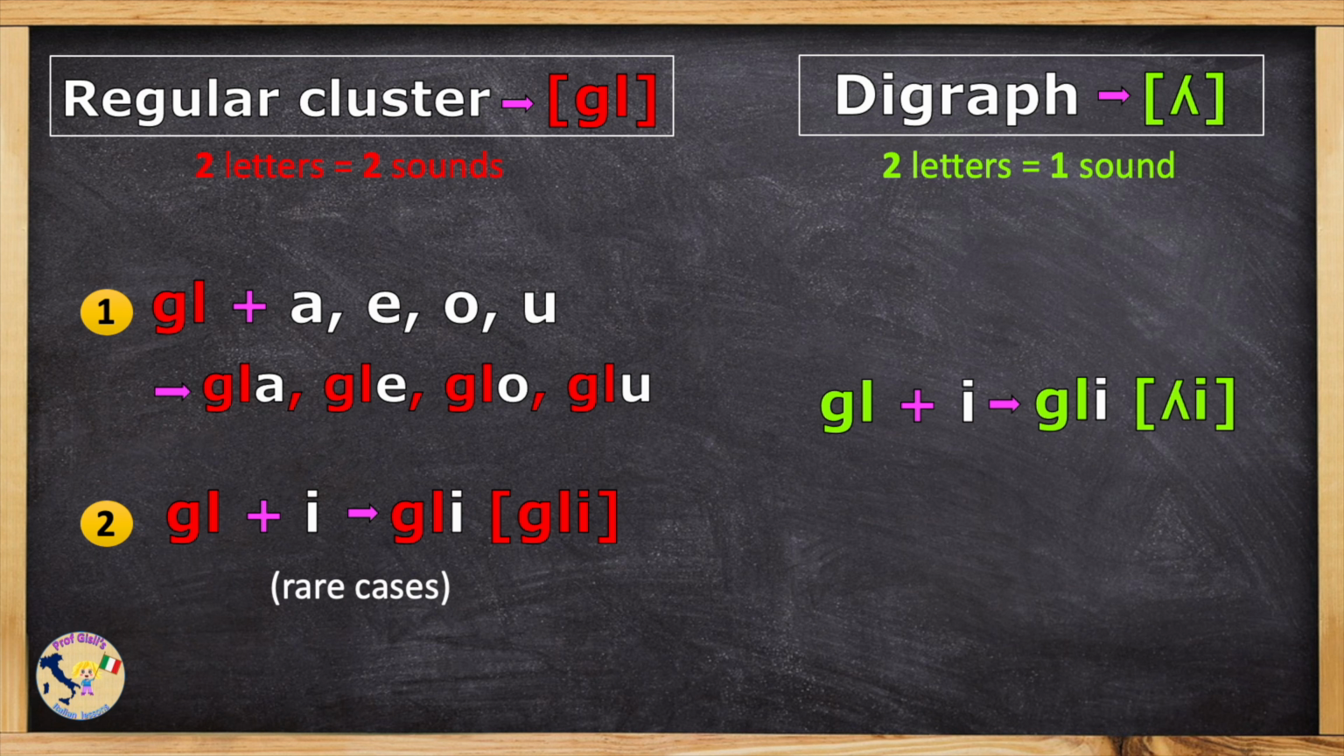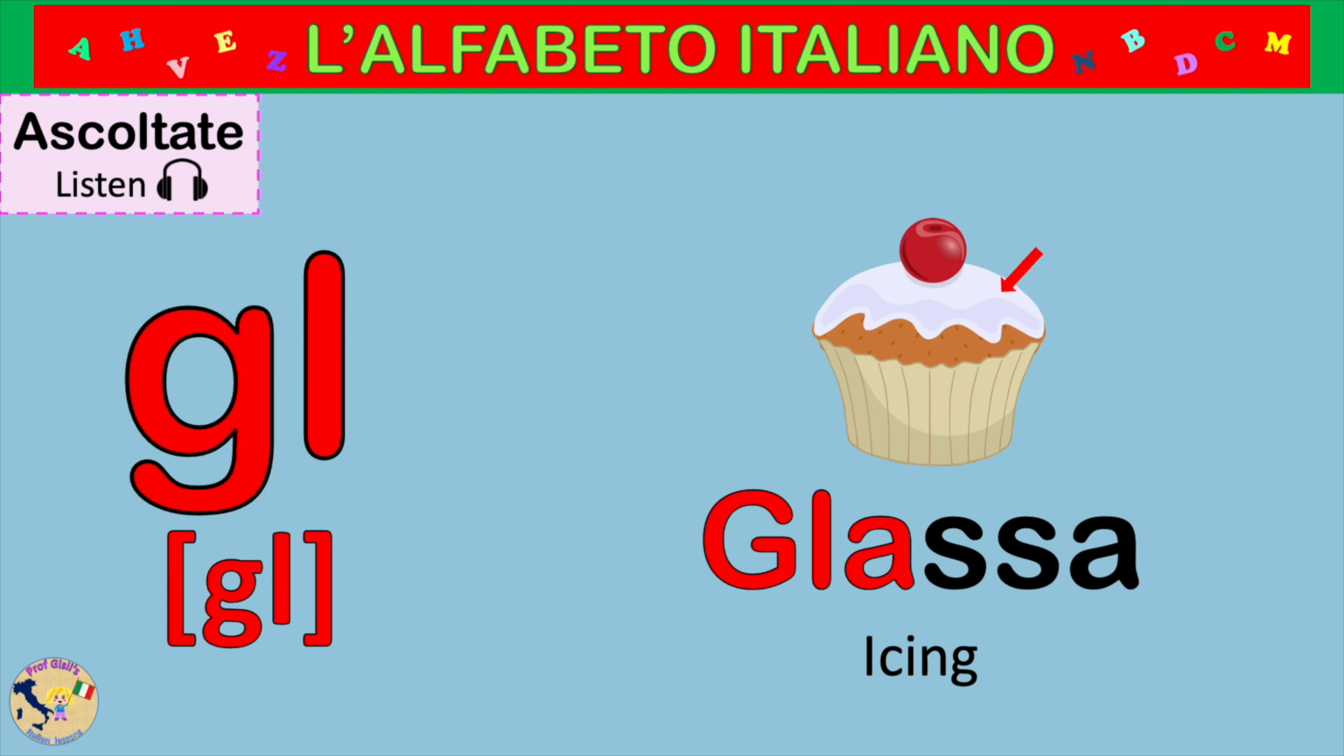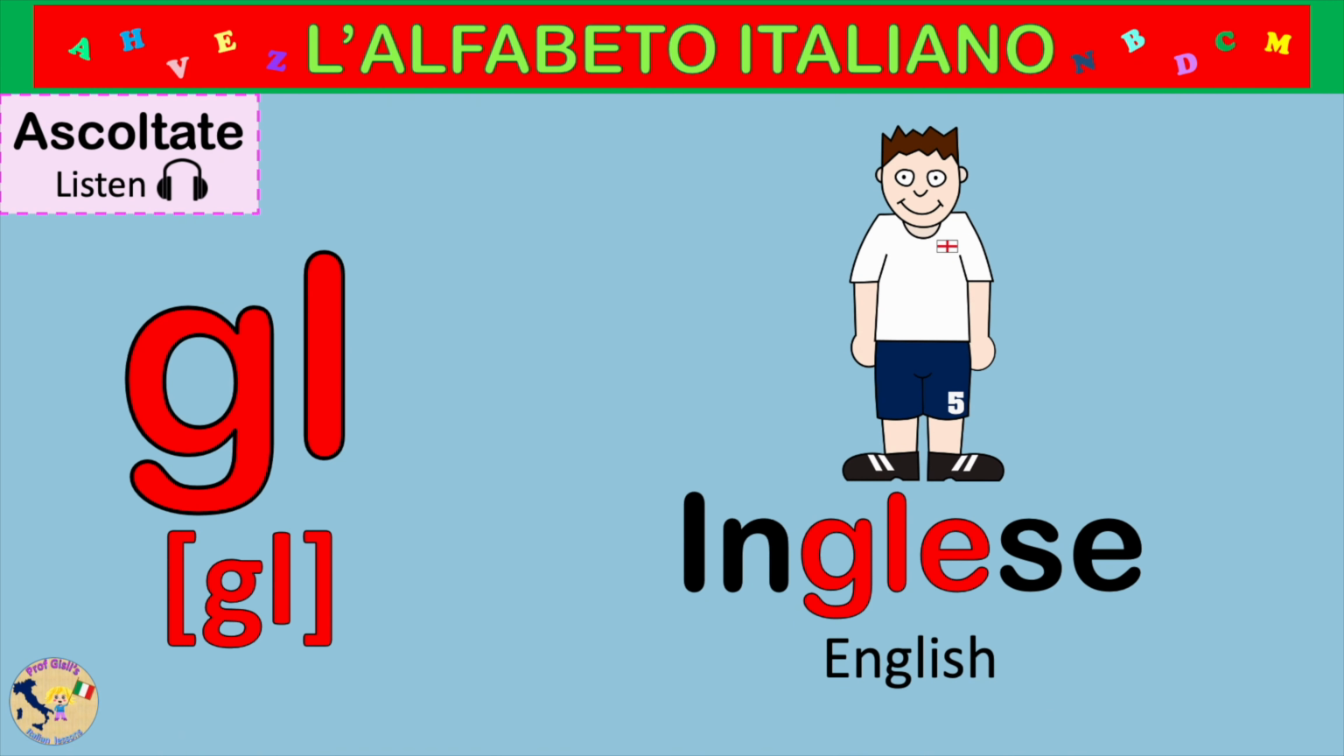Let's start practicing the pronunciation of GL by looking at words where it functions as regular cluster GL. Ascoltate. GL, glassa. Ripetete. GL, glassa. Ascoltate, gl, inglese. Ripetete, gl, inglese.